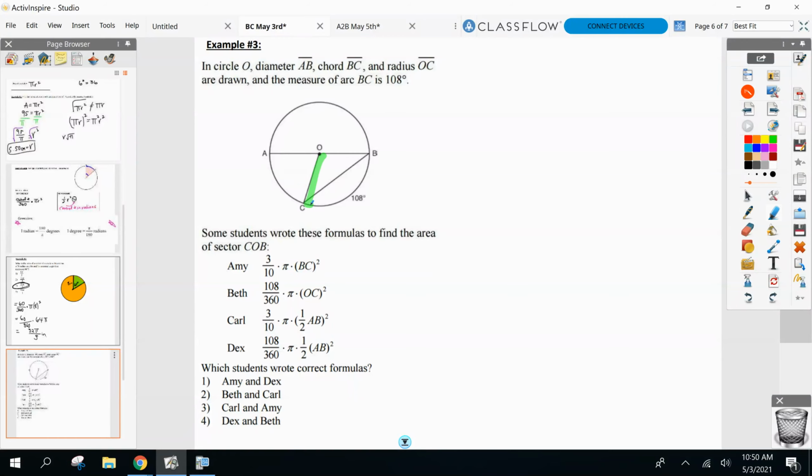All right. Sector BOC, not the triangle BOC, the sector. Radii and the arc that connects them. So you guys take your time right now, go through each person. Are they right or wrong? And if they are wrong, be prepared to tell me why.